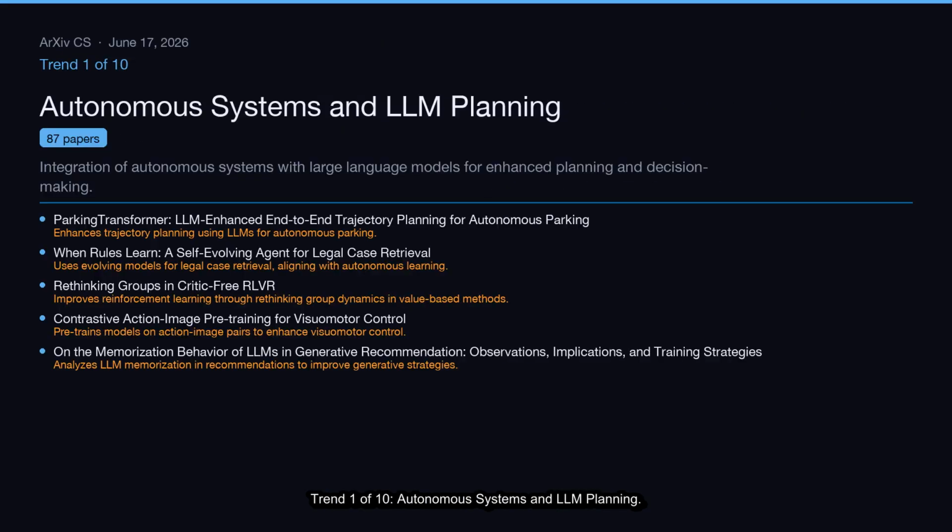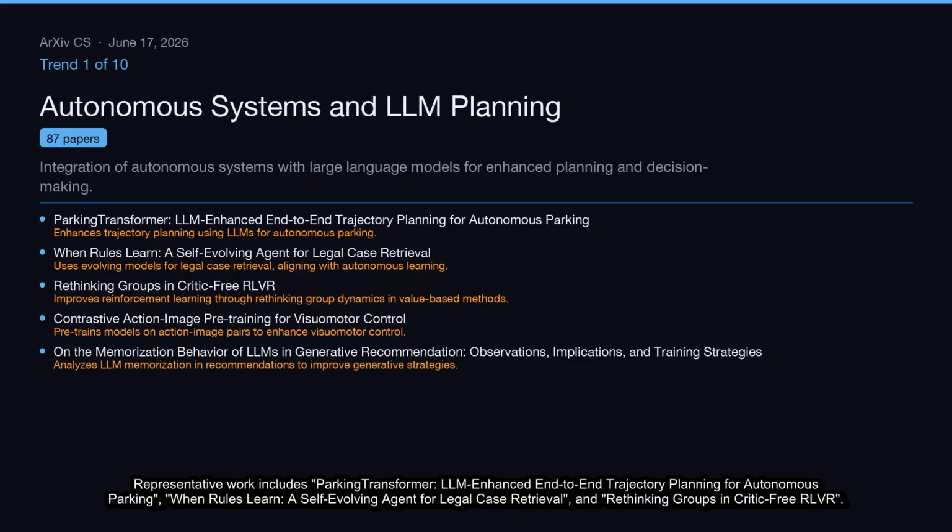Trend 1 of 10, Autonomous Systems and LLM Planning. Integration of autonomous systems with large language models for enhanced planning and decision-making. This cluster covers 87 papers. Representative work includes Parking Transformer, LLM-enhanced end-to-end trajectory planning for autonomous parking, When Rules Learn, a self-evolving agent for legal case retrieval, and Rethinking Groups in Critic-Free RLVR.